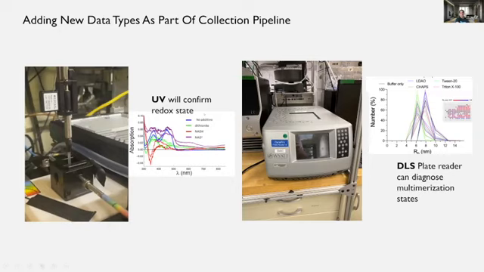Another thing we've added, but not fully implemented, is a UV on the side. You can imagine adding it in series with the collection. You go over the X-ray beam, collect your SAXS data, and then go over to the UV area and collect the UV sample. That's particularly good for checking proteins with redox state issues or other things. This is implemented. We're now adding multiple plates on the deck, and we also have a DLS plate reader.